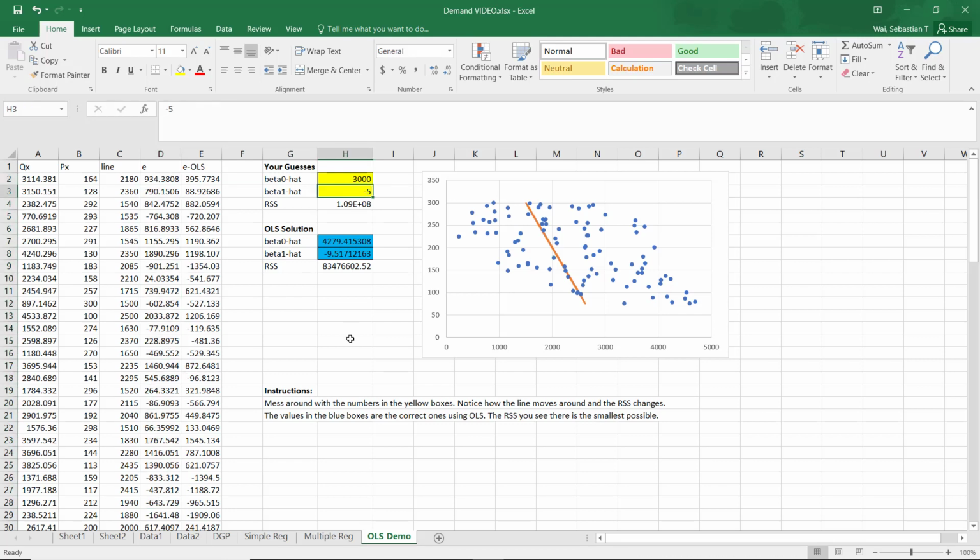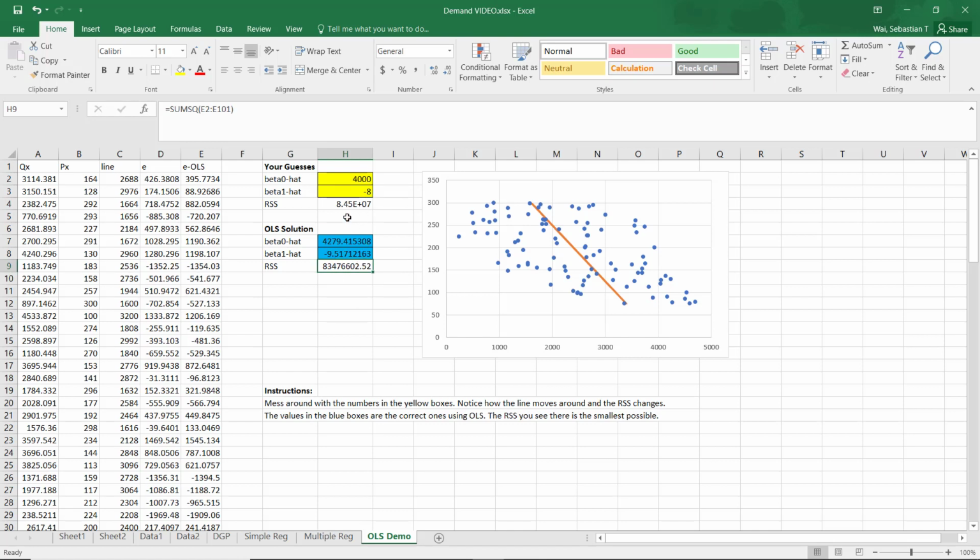Let's change some of those numbers a little bit. So let's make the slope a little bit higher, and you can see that's going to reflect itself on our regression line. But it looks like it's a little too far to the left, so let's increase this to 4,000. And that's looking pretty good, right? You can see that our RSS is a lot lower than it used to be, but it's still not quite as low as the one from the actual solution.